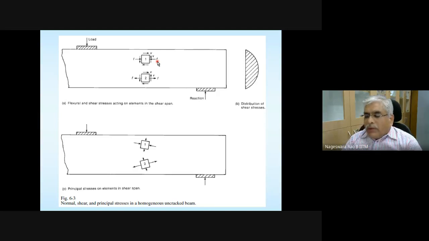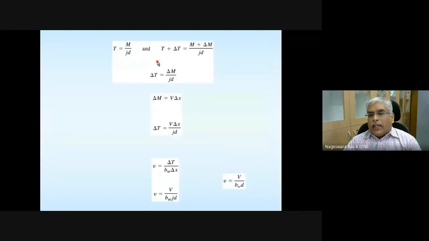And if you know these two, shear stress and normal stress, you should be able to calculate, using Mohr's circle, the principal stresses and principal directions. You need to revise all those. If you have forgotten all that, you need to revise those things. Anyway, I will show you the equation. So let me go to that.